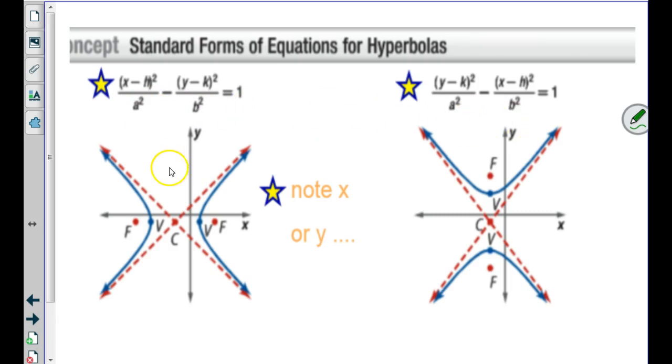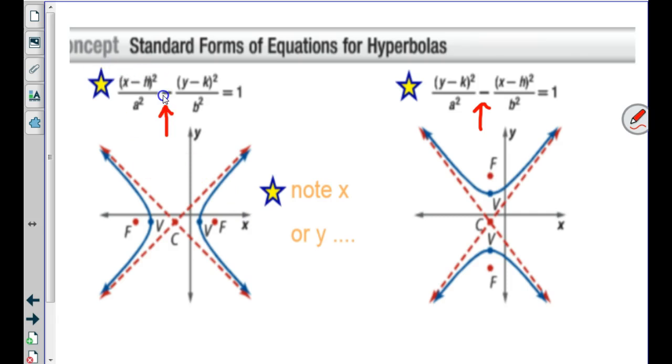What's different? This is very much like an ellipse. Can you tell what's different from an ellipse? What's the difference between this and an ellipse? Yes, in here it is subtraction. When you subtract, does order matter? Yes, very much.